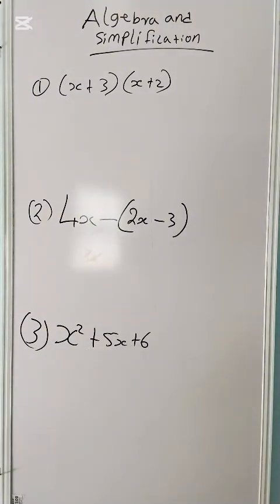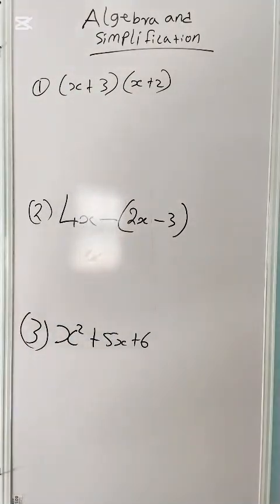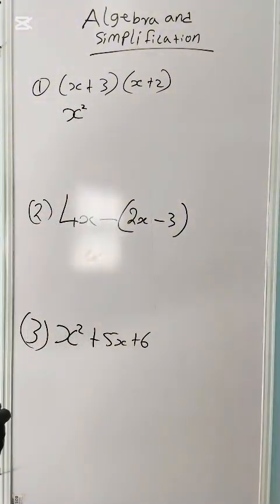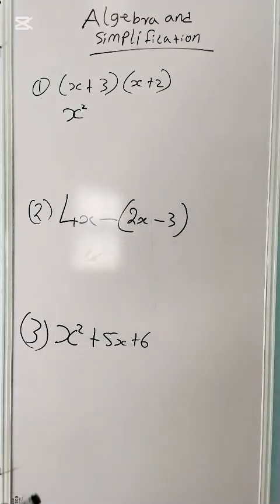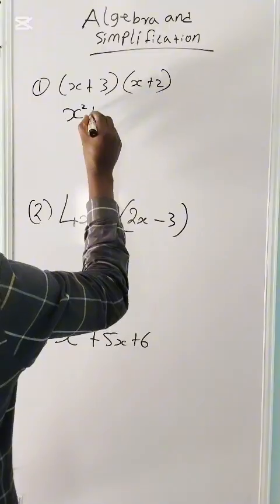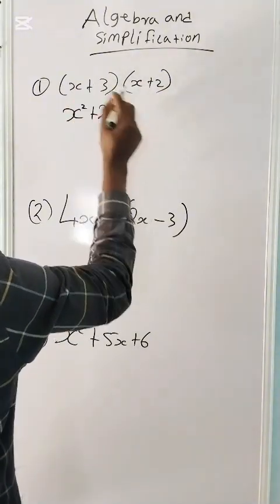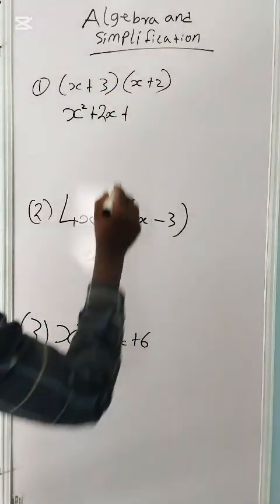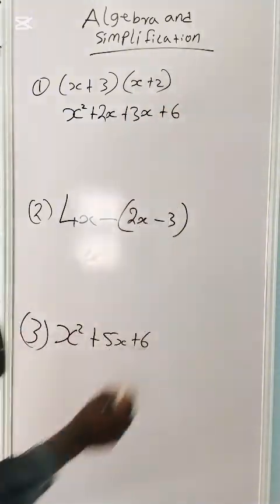So now what we are going to do here is say, x times x is x squared. x times 2 is plus 2x, because here is plus, so I'm going to say plus 2x. Then since here is plus, plus 3 times x is 3x, plus 3 times 2, which is 6.